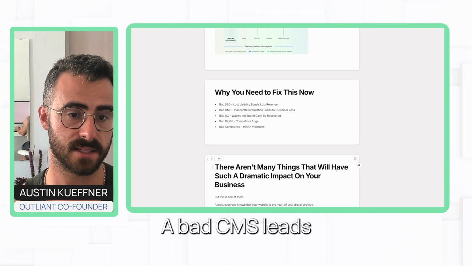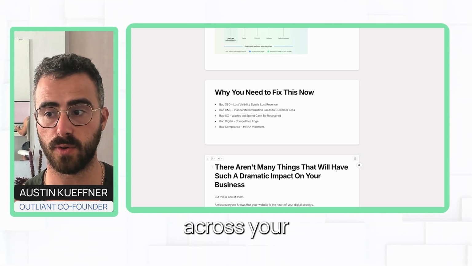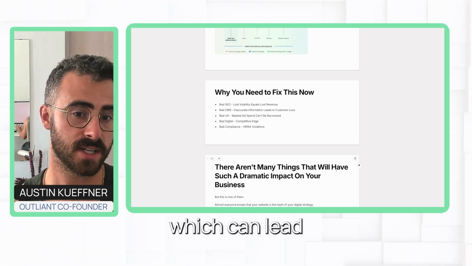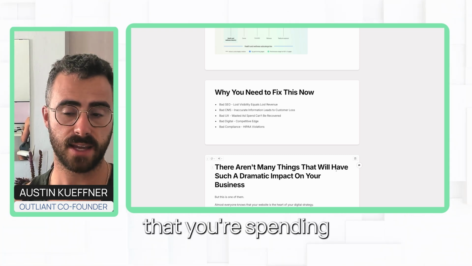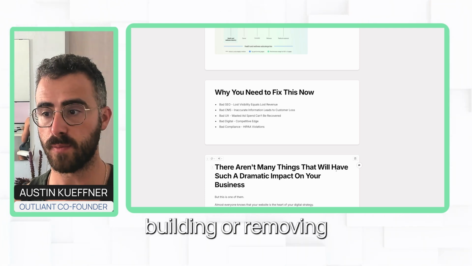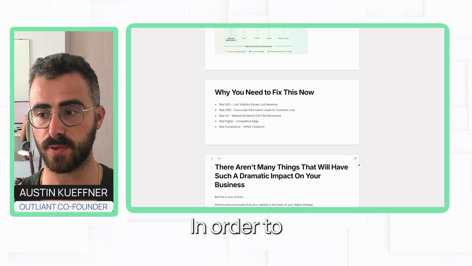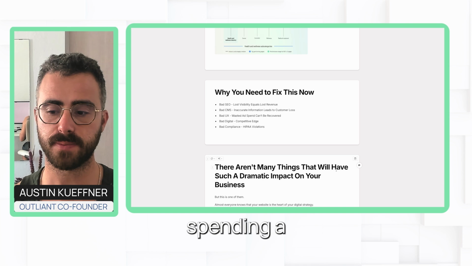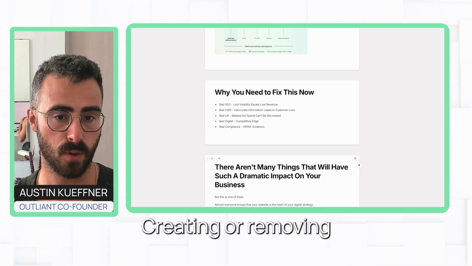A bad CMS leads to inaccurate information being spread across your websites, your different directories and listings, which can lead to customer loss. Also, having a bad CMS means that you're likely spending way too much time building or removing a location page. It's probably a very monumental lift to create those. So you want to make sure that you have a good CMS so that you're not spending a lot of money in terms of resource time creating or removing these pages.